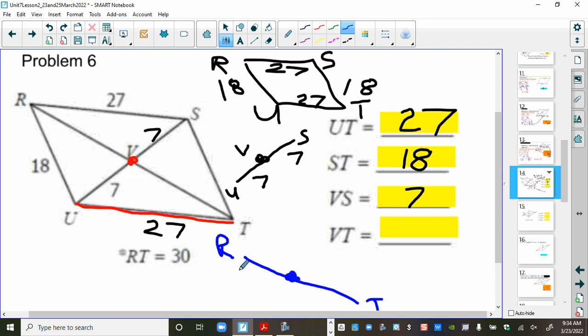Okay, we said the entire distance from R to T was 30, right? But this is a midpoint right here. So what's half of 30? There you go. So VT is 15.